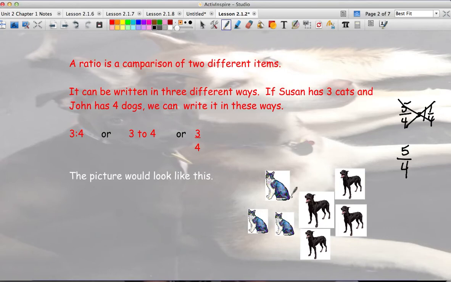Right, so when we look at this picture, we have 3 cats to 4 dogs. So if we're writing the ratio of cats to dogs, it would be 3 to 4, or 3 to 4 in words, or 3 to 4 as a fraction.